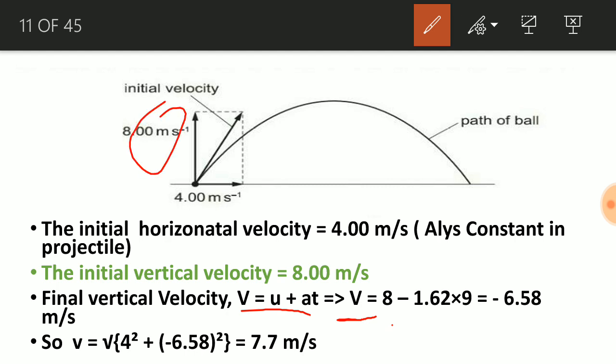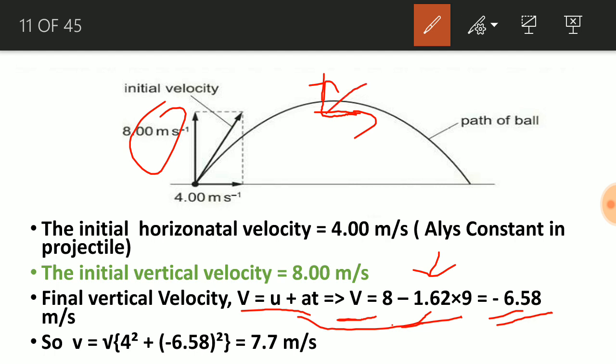And it is going up. Because of that, minus at, since it is on the surface of the Moon, and 1.62 is the value of acceleration. So 6.58 is the final velocity of the body after 9 seconds. After 9 seconds, this is 6.58, and this x component is the same, 4 meters per second.